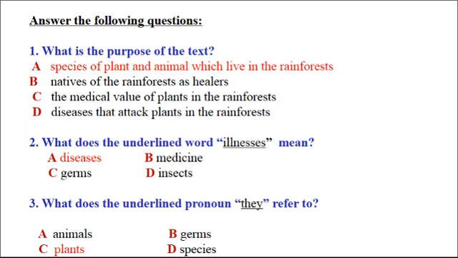Question number 1. What's the purpose of the text? As you see, you have 4 choices, and all the multiple choice questions are of 4 choices: A, B, C, and D. What's the purpose of the text? Yes, the answer is A.